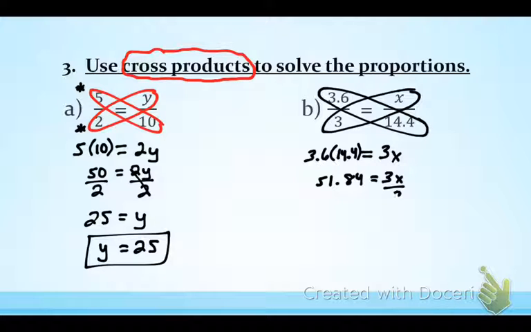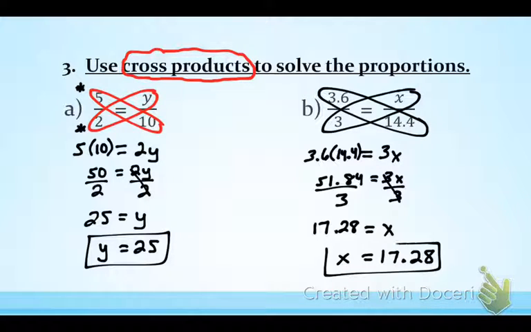How do I get that x by itself? Divide by 3. Divide by 3 on both sides. And what does x equal? 17.28. How many of you got that as your answer? All right, then just remember we want to put our x first. X equals 17.28. Great job. If you didn't get it, that's okay. We'll keep working different problems to try to understand it a little bit better.